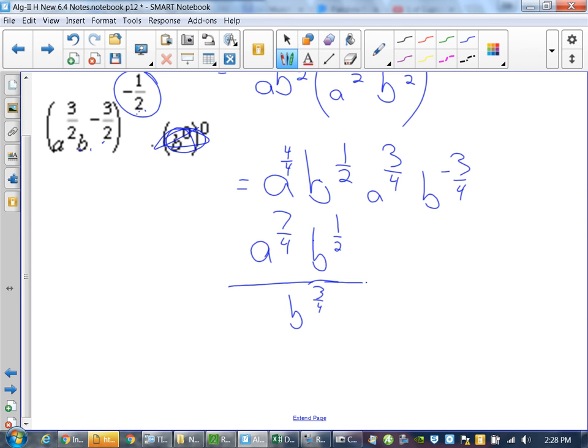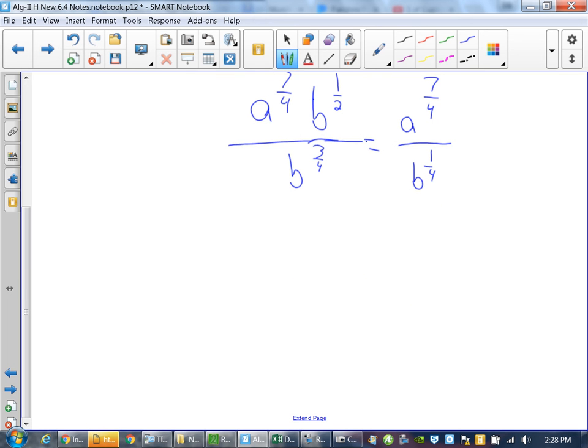And you're back to the idea of having to play war. You didn't rationalize. You're back to playing war. What's bigger? 3/4 or a half? So if I take 3/4 and I subtract a half, what am I left with? 1/4. Good. So now you have a to the 7/4 over b to the 1/4.